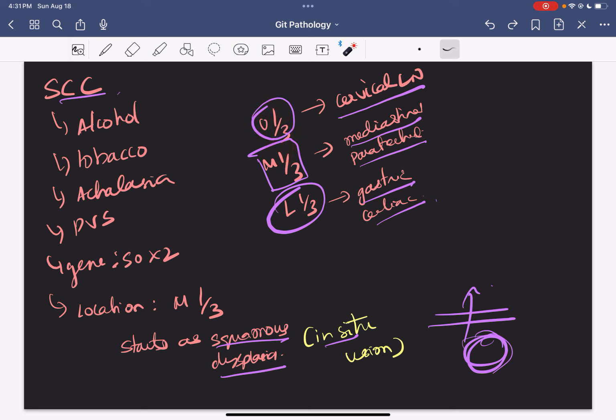If it's in the upper 1/3 of the esophagus, it can spread to cervical lymph nodes. Most commonly it's in your middle 1/3, as I said, and it could spread to mediastinal and parasternal lymph nodes. If it's in the lower 1/3, it can spread to your gastric or celiac lymph nodes.